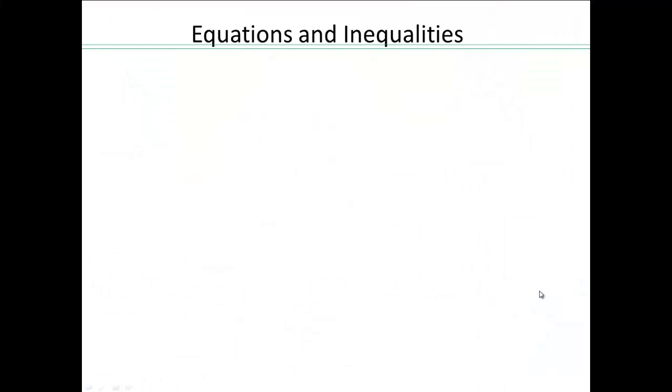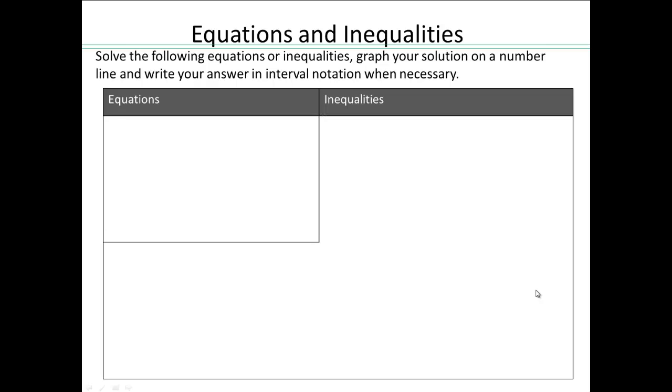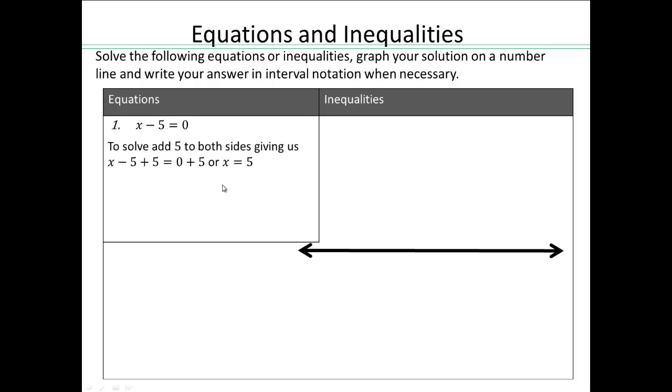Continuing discussion for equations and inequality solving, we're going to review a little bit on how you solved equations of the type x minus 5 equals 0. So remember, equation solving means undoing. Since you're subtracting a 5, you'd have to add 5 to both sides, and you end up with x equals 5 as your solution.